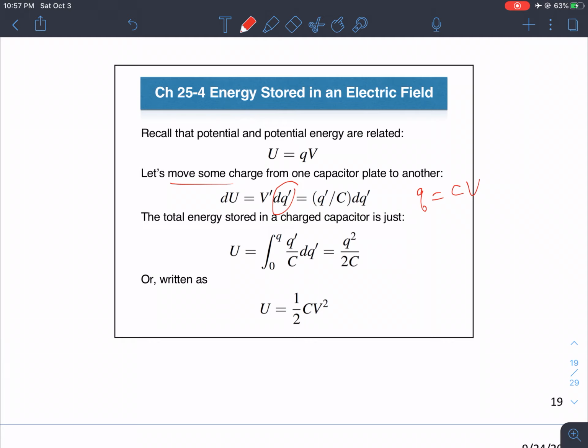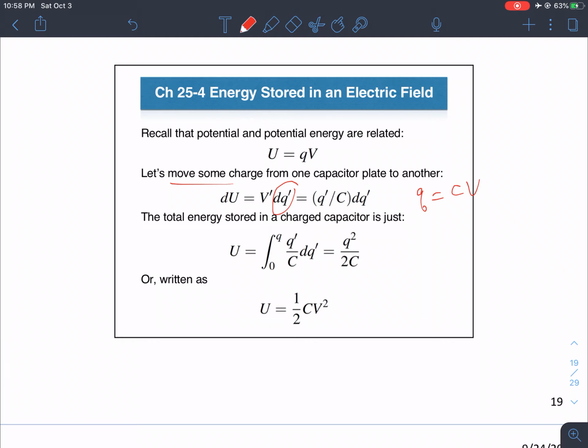And the total energy stored in a charged capacitor can be found when you integrate this for every charge on the plates, right? Because you are moving all of them. That's why the interval of the integral is going from 0 to Q, the total charge. And you simply have Q prime dq prime in the integral here, and C is constant, so it comes out. And then the Q prime integral becomes 1/2 Q squared. And that's why energy is equal to 1/2 Q squared over C.